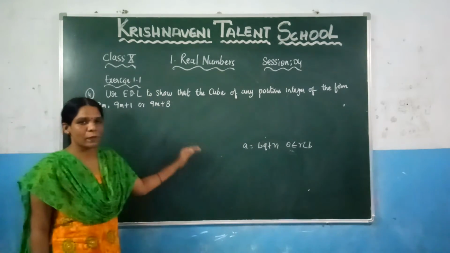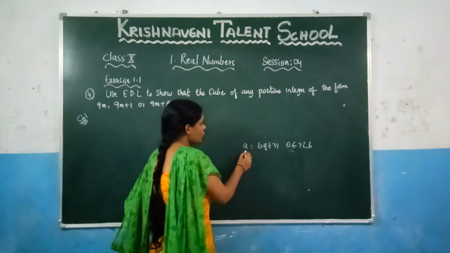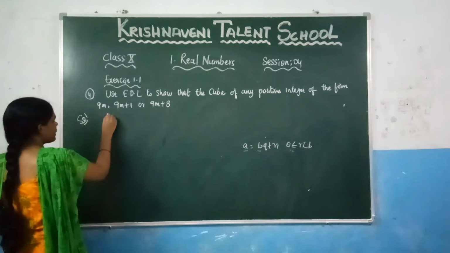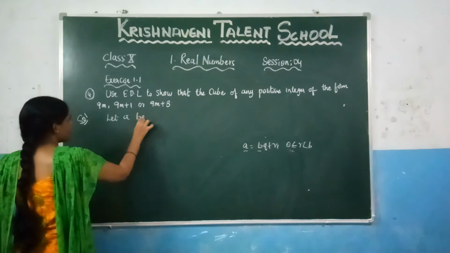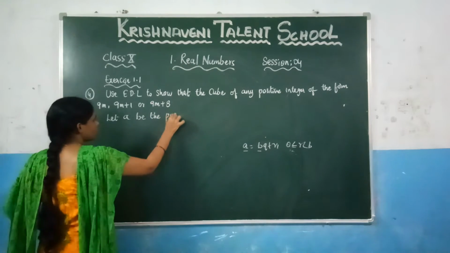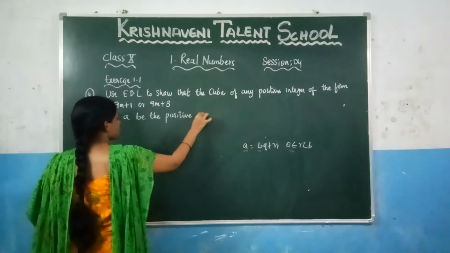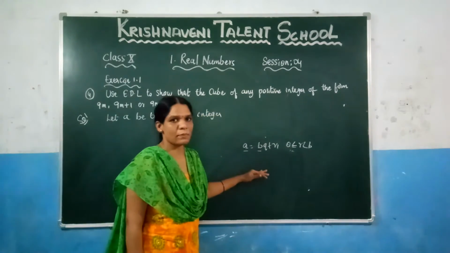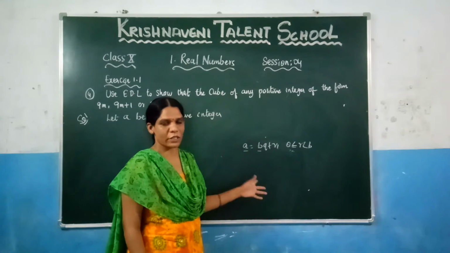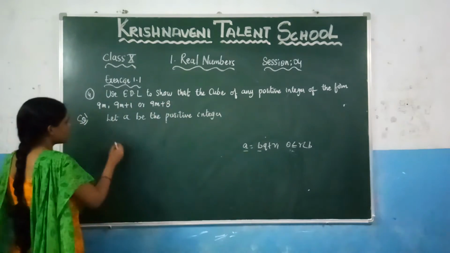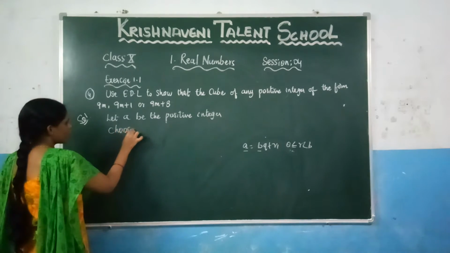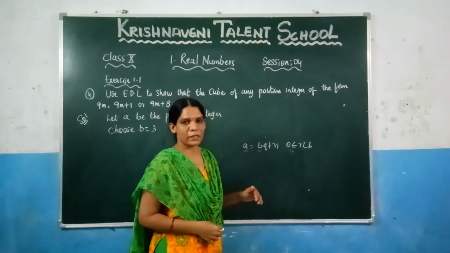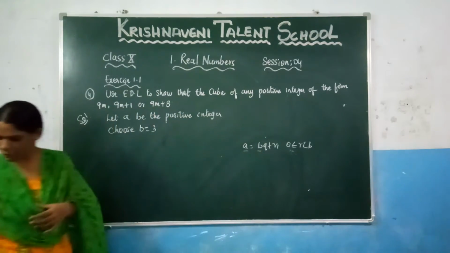To apply Euclid division lemma, you need to consider two integers. Let us take one integer as a. So write it here: let a be the positive integer. Now, to apply Euclid division lemma, you need to know the value of b, or you can choose the value of b. I am choosing b as 3. Now you have the values of a and b, so you can apply Euclid division lemma.